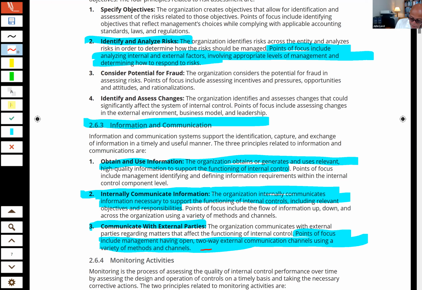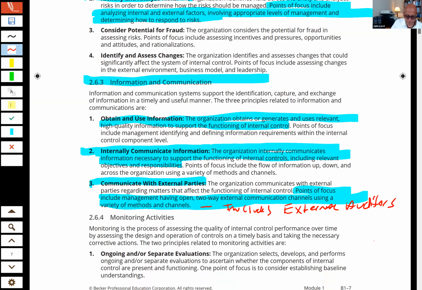And I want you to put down that this includes our external auditors. Okay. Okay, good. Then we have what?